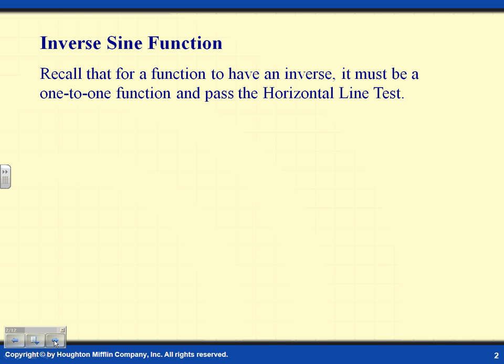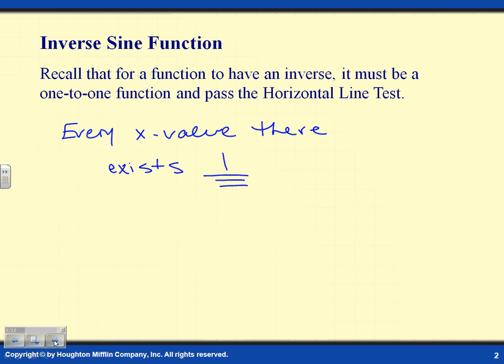To be a one-to-one function, that means for every x value, there exists one unique y value. Do you remember that? There exists one unique y value.